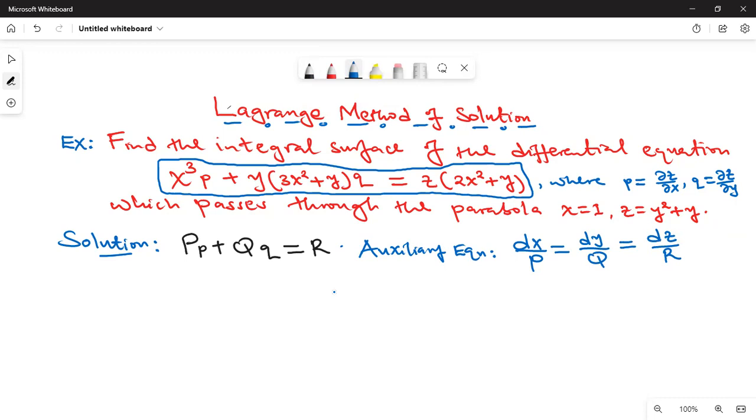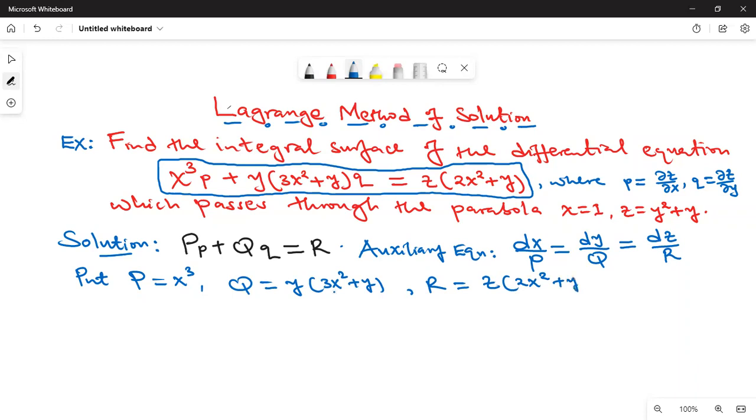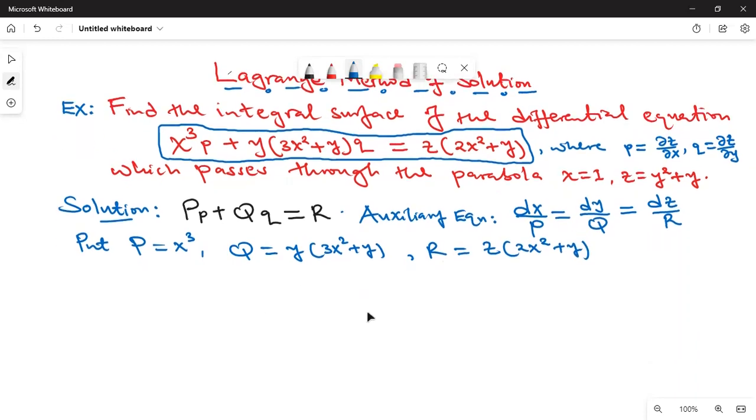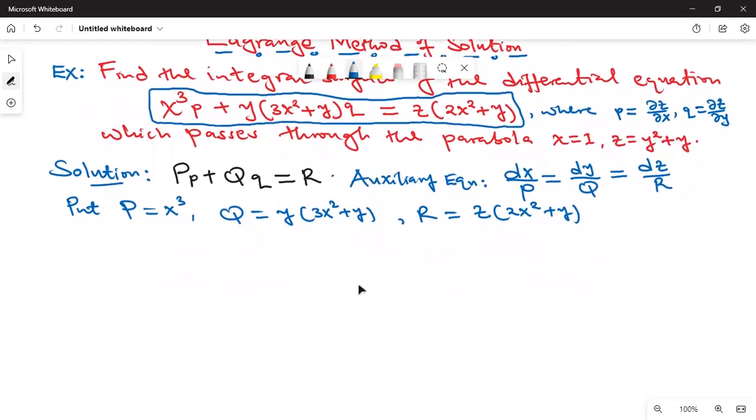So let's see. Our P capital is x cubed. So we are going to put P capital is equal to x cubed. Our Q is equal to y times 3x squared plus y. And our R is equal to z times 2x squared plus y. So when you make those substitutions, what are we going to get as our subsidiary equation?